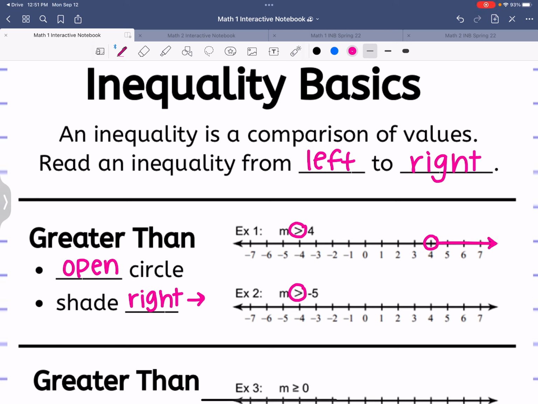For example, 5 is bigger than 4 or greater than 4. 6 is greater than 4. 7 is greater than 4. So we shade everything to the right, including the arrow, because those numbers continue forever, and they're continually larger than 4.